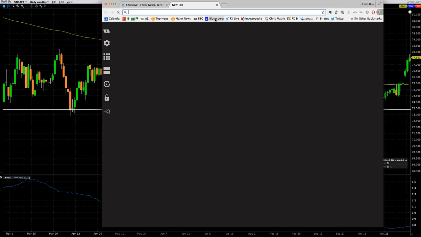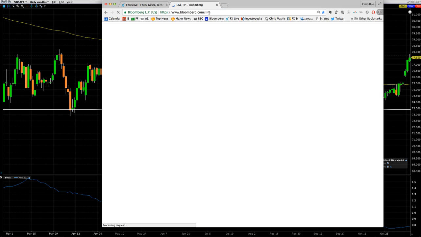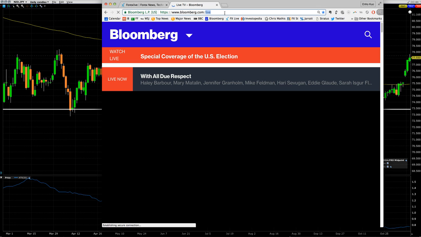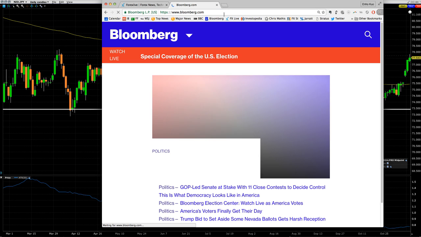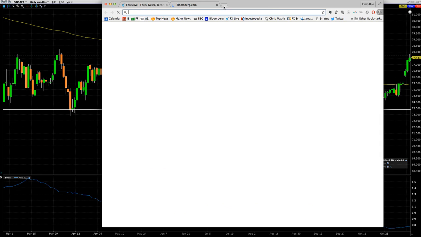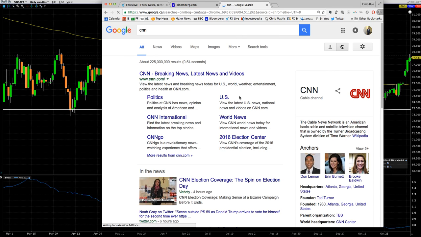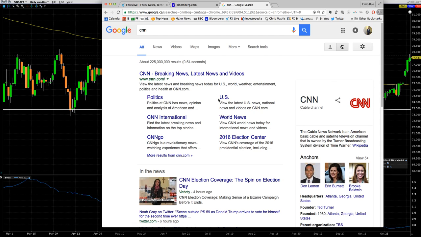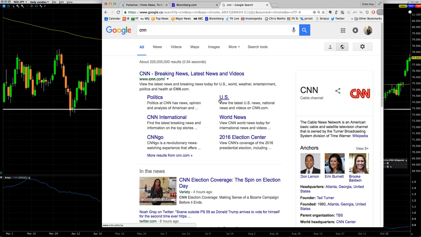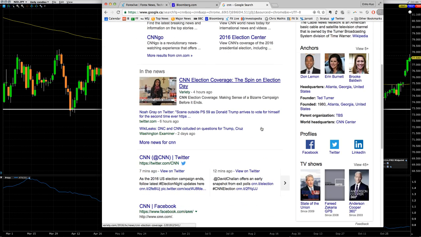Another thing you can do is, of course, go to Bloomberg Live and look at the live news. Bloomberg is pretty good. You can also do CNN. They have live election results coming out on CNN. And of course, Twitter is also very fast, because a lot of those people are actually standing at the ballot box to report back. So they have live election coverage.